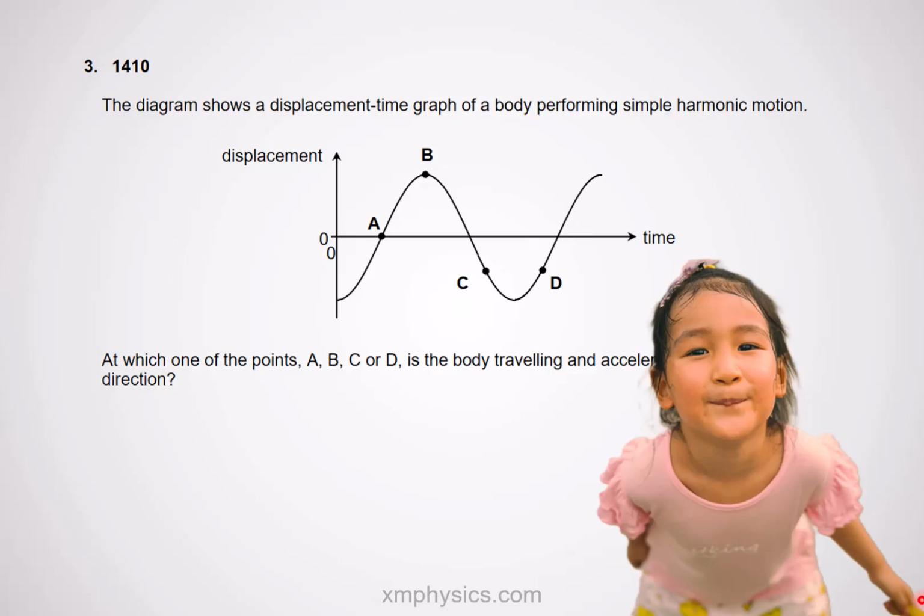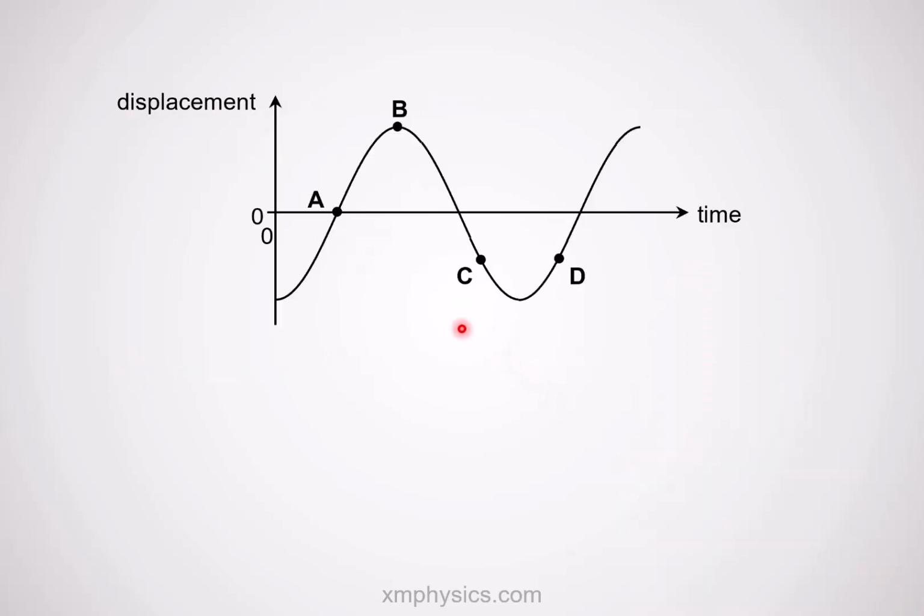Like yesterday at the playground, this little girl asked me to explain this question to her. So this question is about SHM. During which of these four instances is the oscillation having velocity and acceleration in the same direction? I'll show you two different approaches to this question.